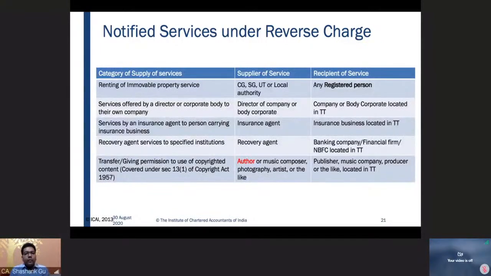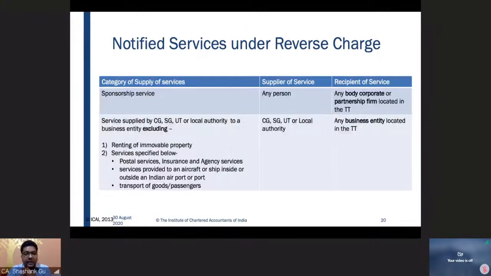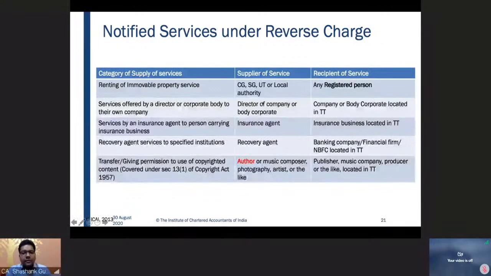Renting of immovable property service. In this case, if the central government, state government, union territory or local authority is providing renting of immovable property service, then here it says any registered person. Do you see the difference? Earlier it said, why have I kept it separate? Here also central government, state government, union territory or local authority.